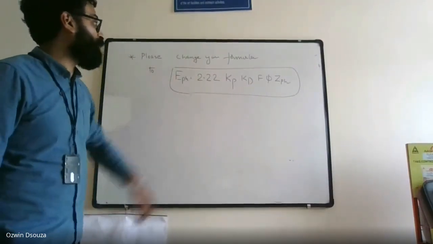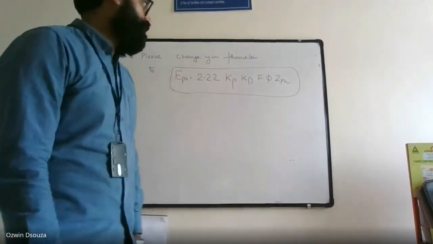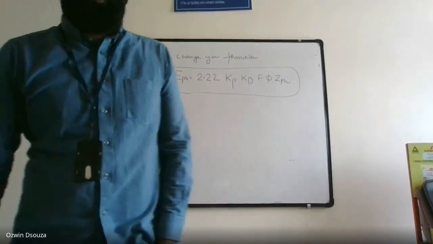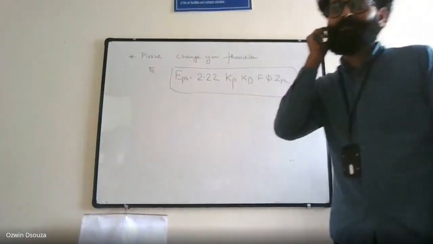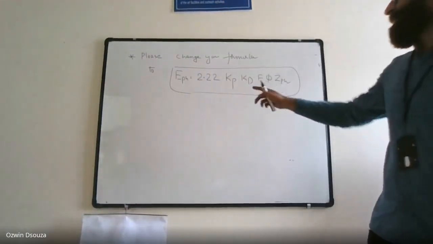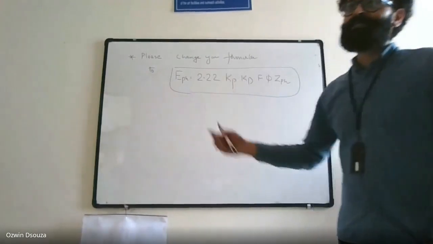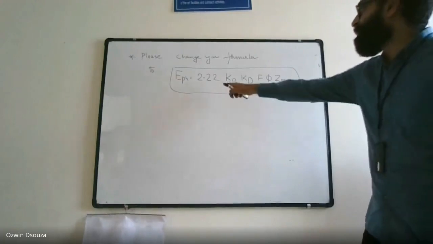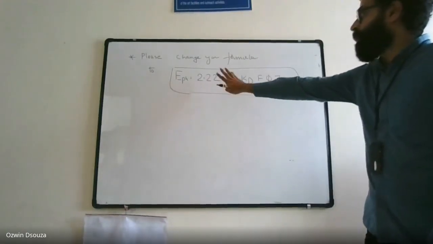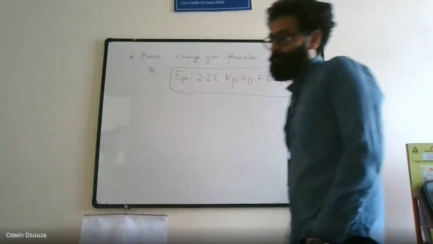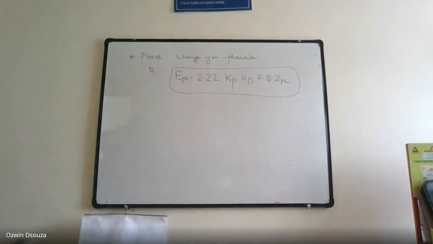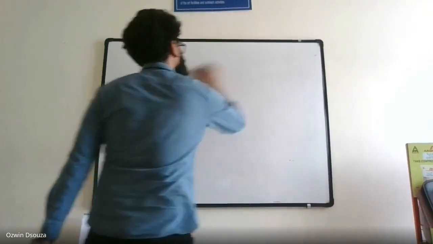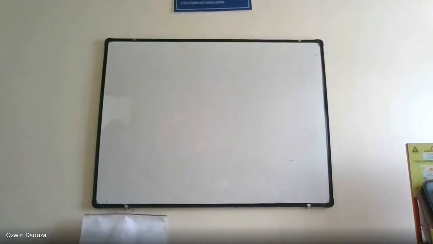So E phase is 2.22 Kp Kd F phi into Z phase. So please change it in all the three problems. I cannot edit the video, that is the drawback. In class, I could erase it on the board, but here I can't revert back, but I can tell this. So please change the formula to 2.22 everywhere. All right, thanks for pointing out. So everywhere in your notebook, take 2.22.